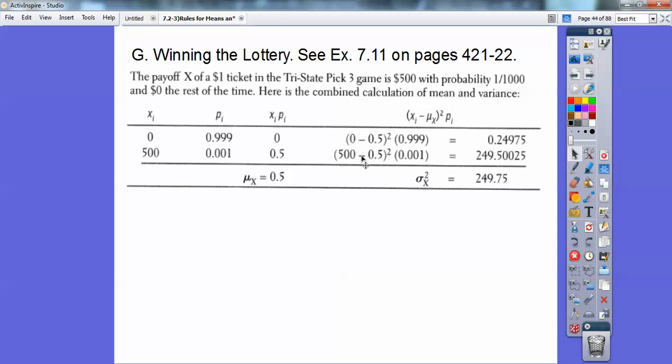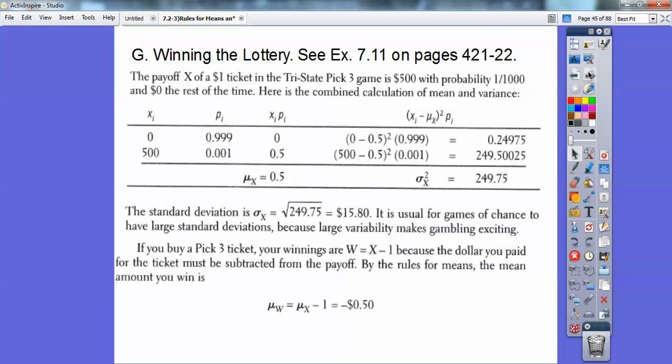Over here, to calculate the variance, we do each number minus the mean, squared, times the probability. That gets me that over there. Then this number minus the mean, squared, times its probability gets me that over there. Then we add those together, and this is my variance. The standard deviation is the square root of that, which is $15.80. It's usual for games of chance to have a large standard deviation like this because large variability makes gambling exciting.